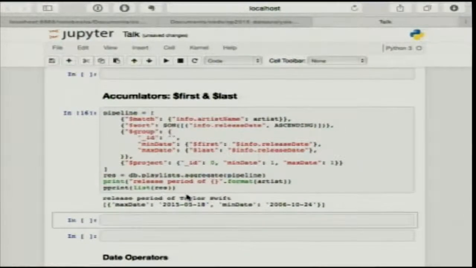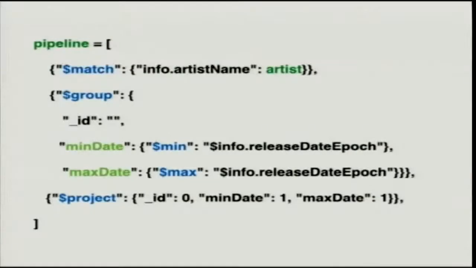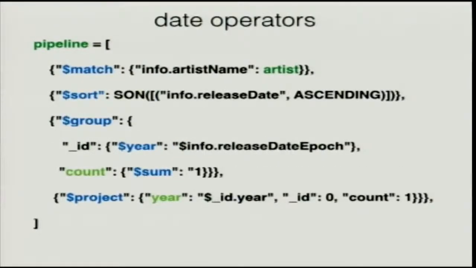And with dates, we can even do more. We have some nice date operators. The pipeline is basically the same: we sort by release date, we do a grouping, and I want to have releases grouped by year. I'm a fanboy now. I've talked so much about Taylor Swift, I want to really know everything. So I want to see how many releases per year, sorry.